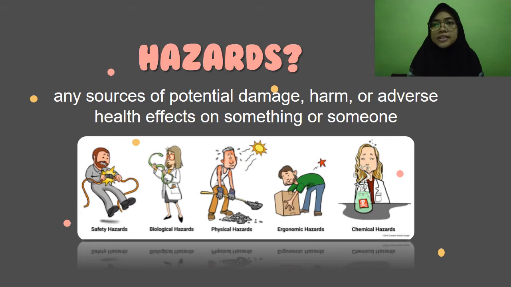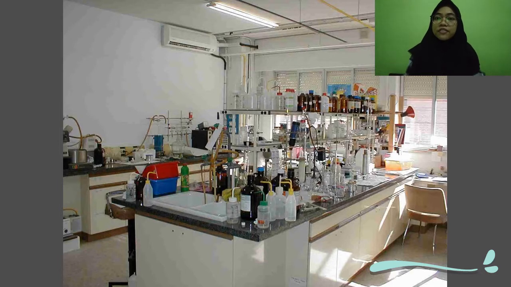Hazard. What is hazard? Have you ever heard this kind of word before? So, hazard is defined as any source of potential damage or harm or adverse health effect on someone or something. There are many kinds of hazard. It is classified as biological hazard, safety hazard, physical hazard, ergonomic hazard, and chemical hazard.